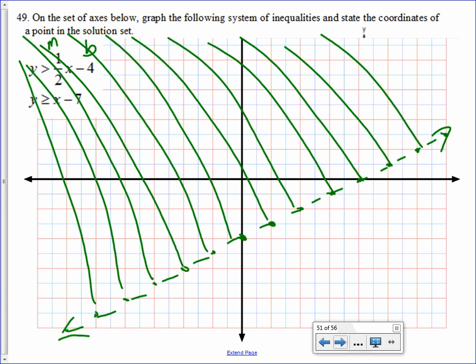Now I have another one. X minus 7. My B is -7. 1, 2, 3, 4, 5, 6, 7. And your slope is up 1 over 1, up 1 over 1, up 1 over 1. So we plot all those points. It's got an equals, so it's solid. It's greater than, so it is above again.